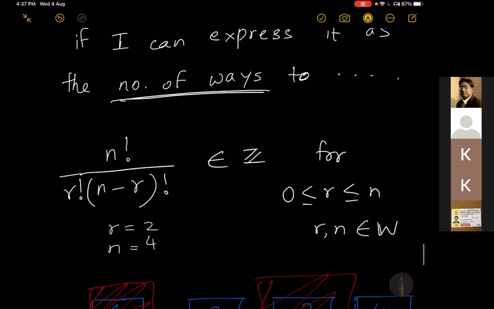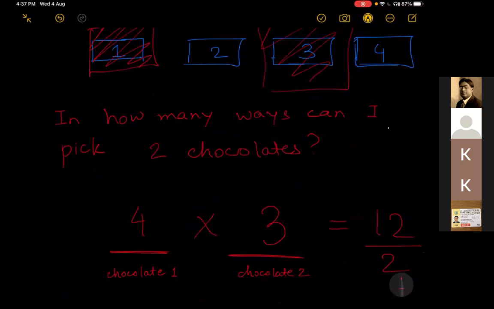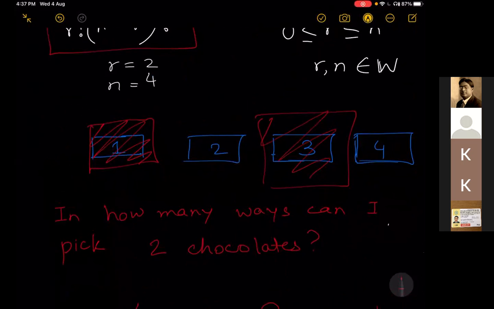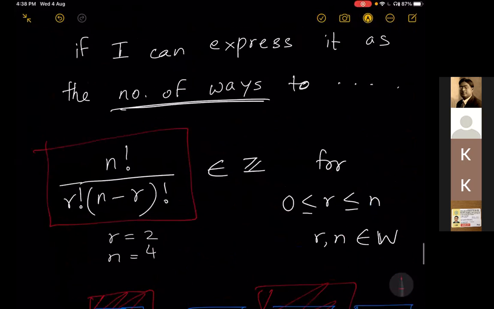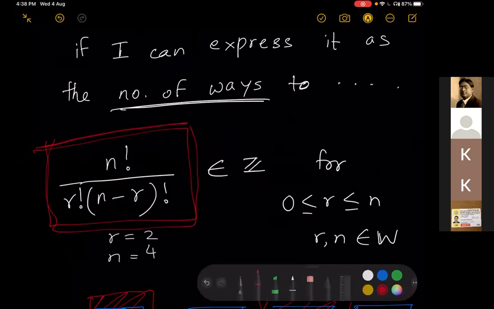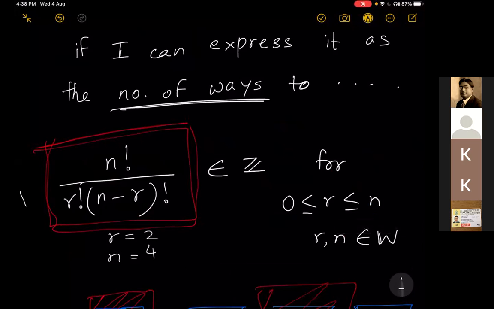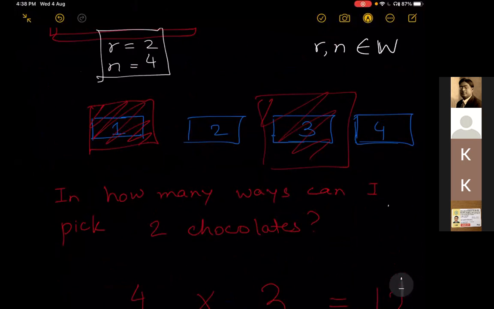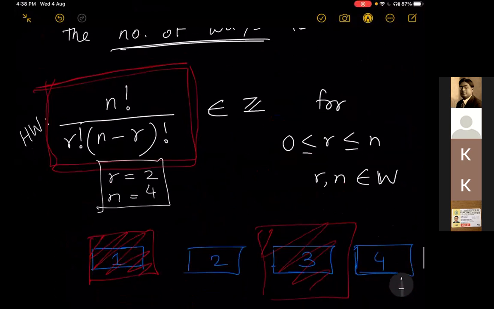Similarly, you can show the answer for n chocolates where you have to pick r of them. There are n chocolates given to you and you have to pick r of them. How many ways can you do it? You can do it in this many ways. Homework: I have told you for n equal to 4, r equal to 2. You have to generalize this for any n and r. This is your homework.